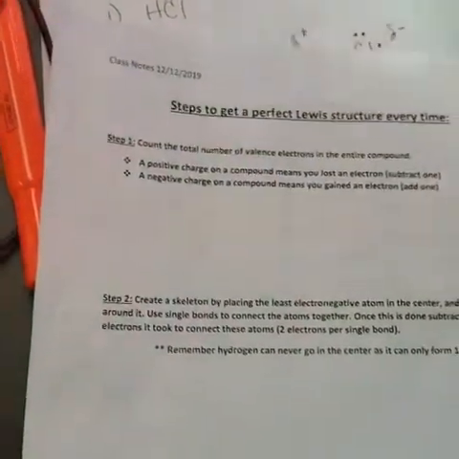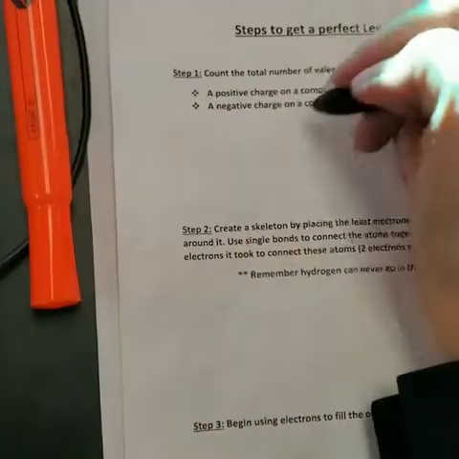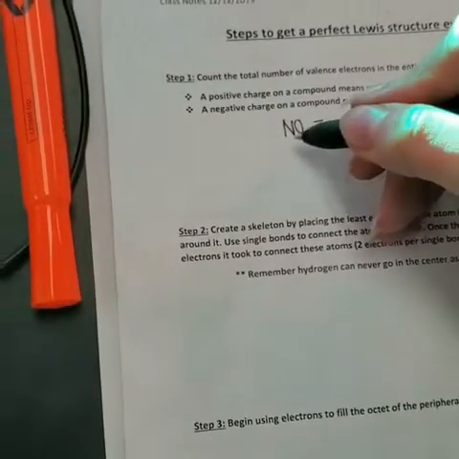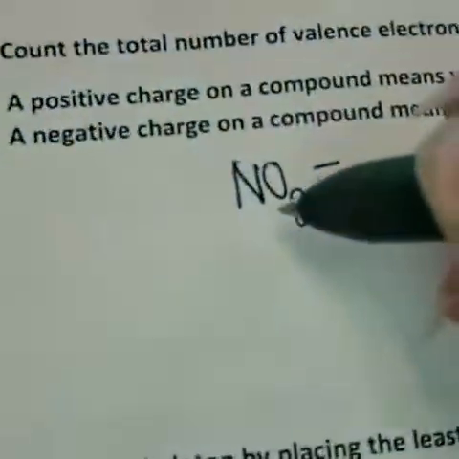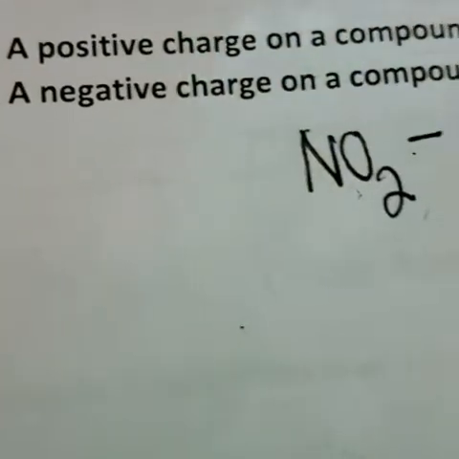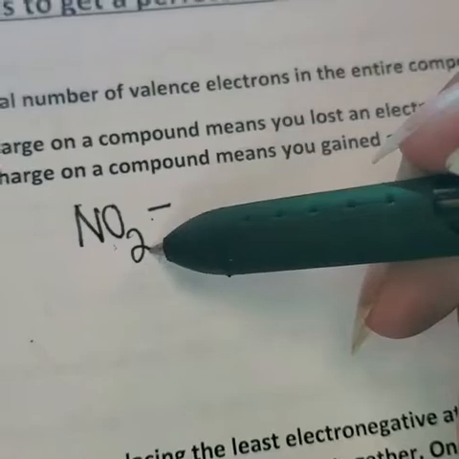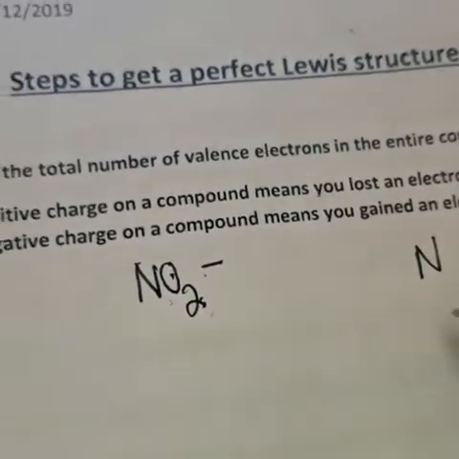So the first step in this system, and I'm going to do the Lewis structure here, is to count the total number of valence electrons in the compound. Again, the compound was NO2 minus. So I have 1 nitrogen. I know I have 1 because there's no number here. If there is no number here, that means I just have 1 nitrogen. And I have 2 oxygens. This subscript 2 means I have 2 oxygens.